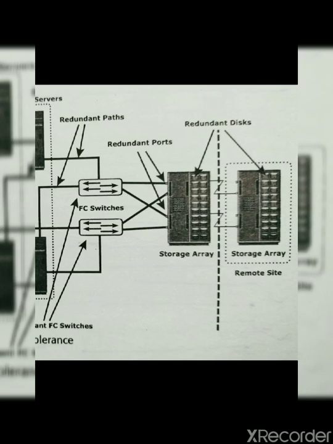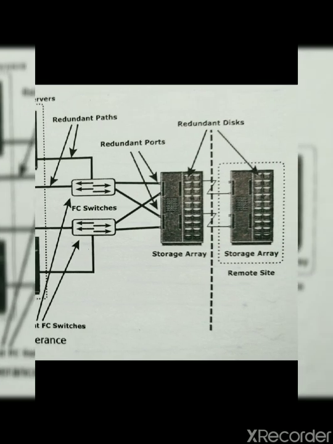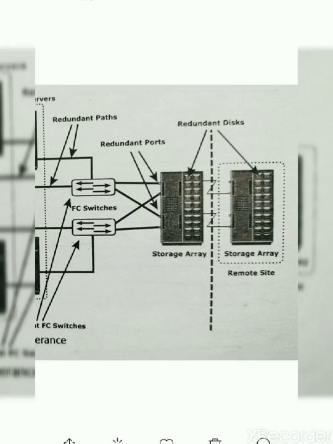Next, come to the storage array. For the storage array, we have redundant ports. Some ports will be active and some ports are in passive state, but these redundant ports make sure of the availability of the data. Next, we have the redundant disk. That means we are working on a RAID configuration so that if a single hard disk fails, data can be made available from another hard disk. This task will be present within the storage array.